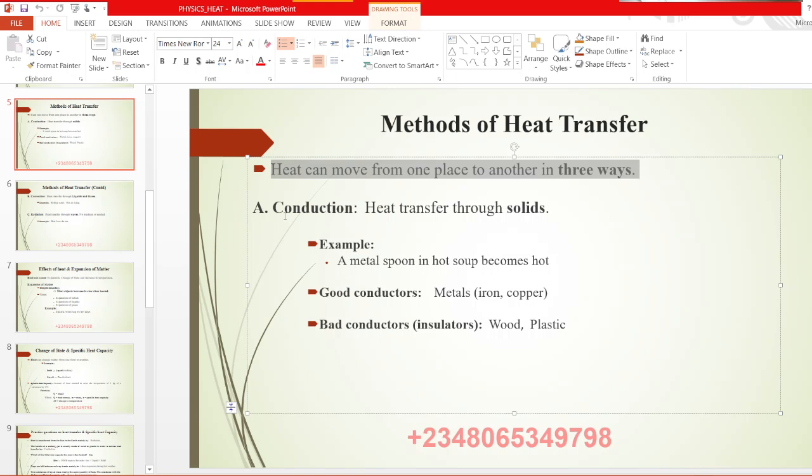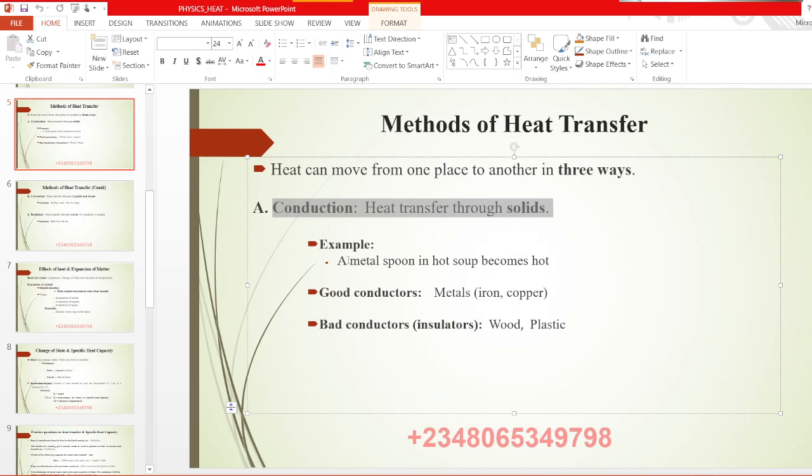First one is conduction. Conduction has to do with solids. Please take note of this. The heat transfer through solids is through conduction. Anything that is a solid, the method of heat transfer will be what? Conduction.